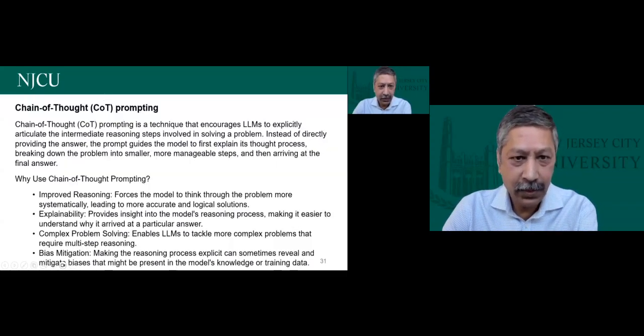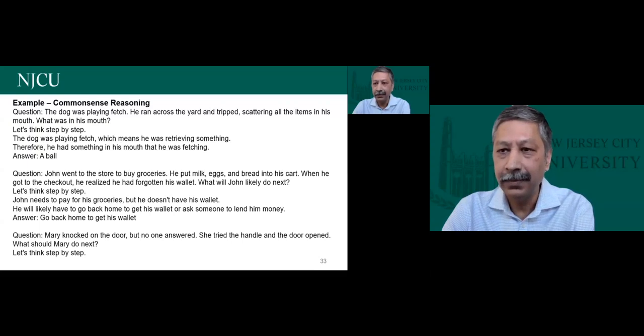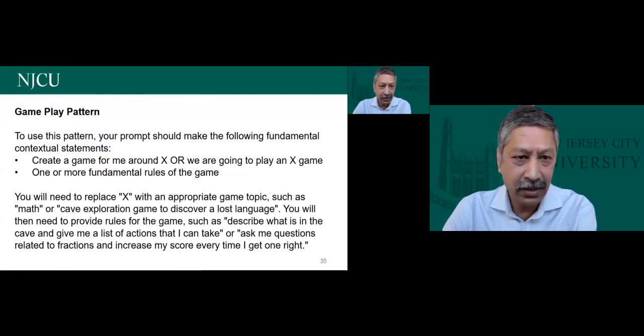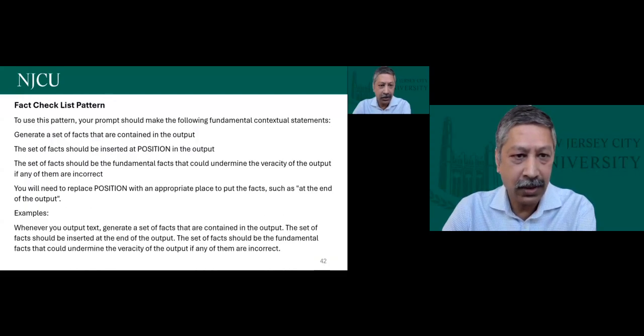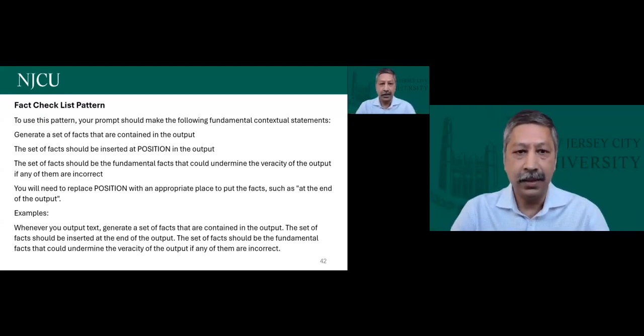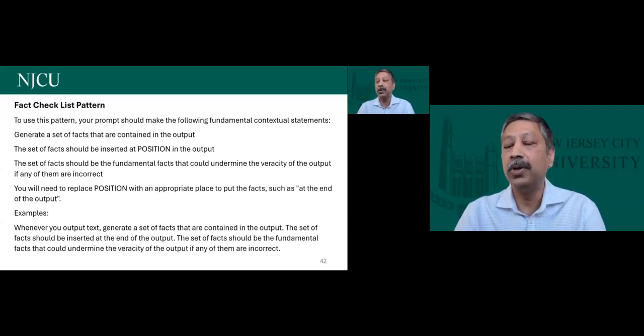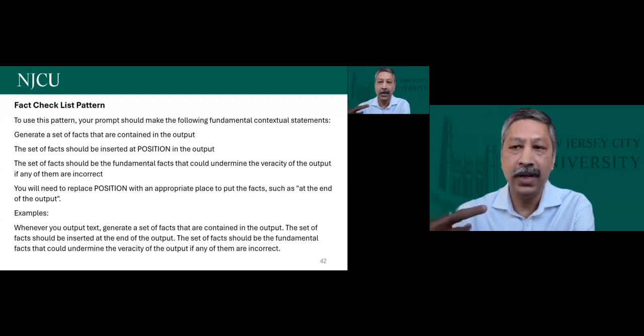All right, and one of the questions we were just talking about is the hallucinations in AI and ethical things and so on and so forth. So one of the patterns that you can use in that case is what's called a fact checklist pattern. So you essentially give it some constraints, basically, right? So you say, whenever you output text, generate a set of facts that are contained in the output. That set of facts should be inserted at the end, and they should be fundamental facts that could undermine the veracity of the output if any of them are incorrect. And if you give this type of prompt, then the LLM will actually give you facts that you can check for yourself, right? So this way, you prevent too many hallucinations.